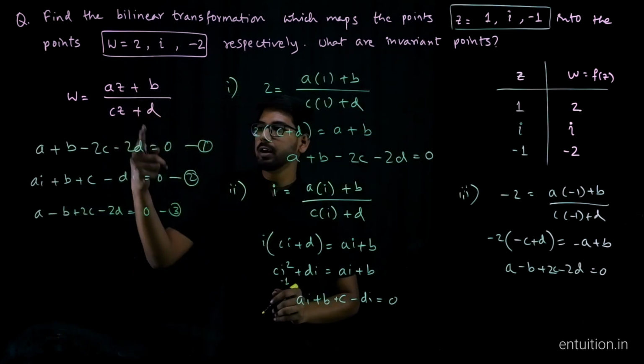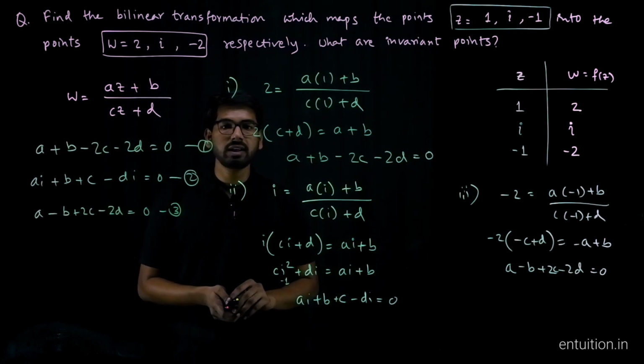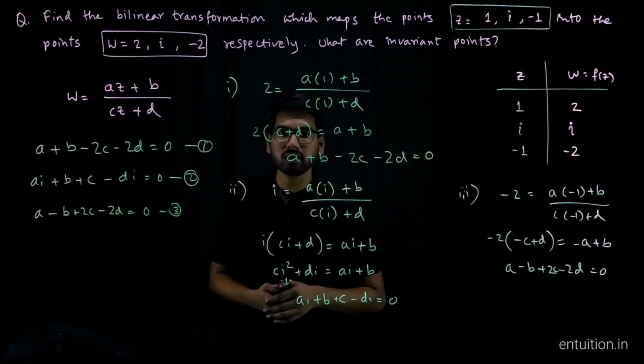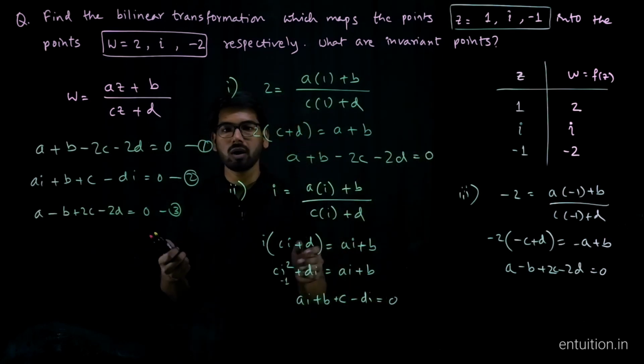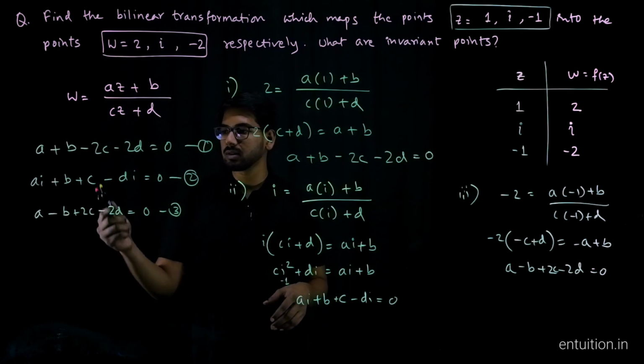So we need to find 4 unknowns a, b, c, d, but we have only 3 equations from the 3 pairs of numbers given to us. So let us go to the next step. The next step is eliminating a from these 4 unknowns.